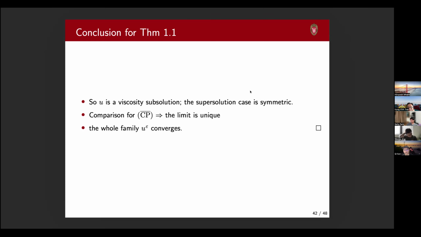I also explained that H bar is coercive and continuous, so that our limiting equation, our effective equation, is finite dimensional and well-posed. That's why the limit is unique, so that we can conclude that U of epsilon converges to U. I mean, the whole family of U of epsilon converges to U. Okay, that's all for our first result.